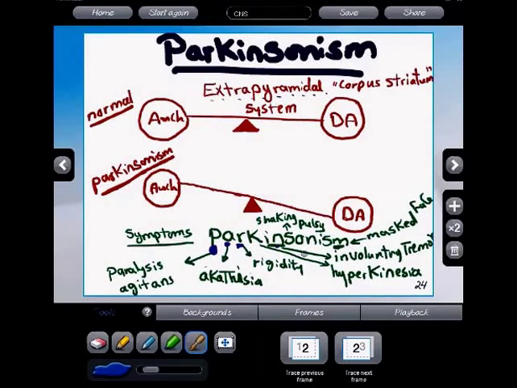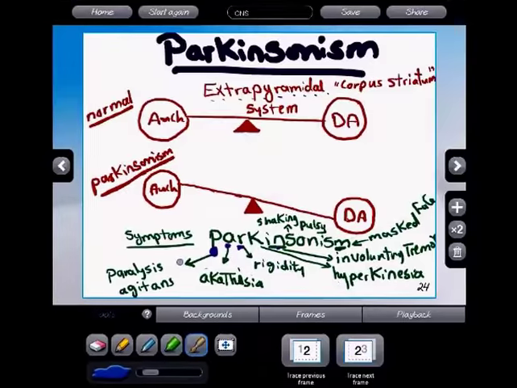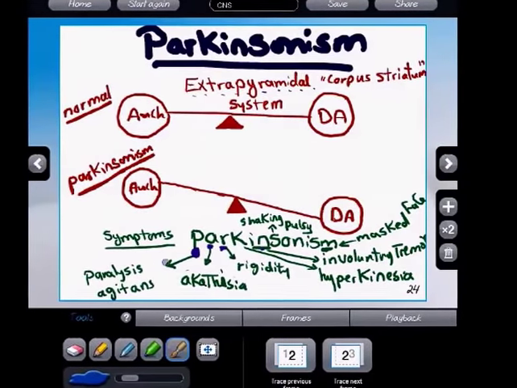So from the name Parkinsonism we can deduce the symptoms. P for paralysis agitans, A for akathisia, R for rigidity, K for hyperkinesia, IN for involuntary tremors, S for shaking palsy, and M for masked face. That is the symptoms of persons that have Parkinsonism.